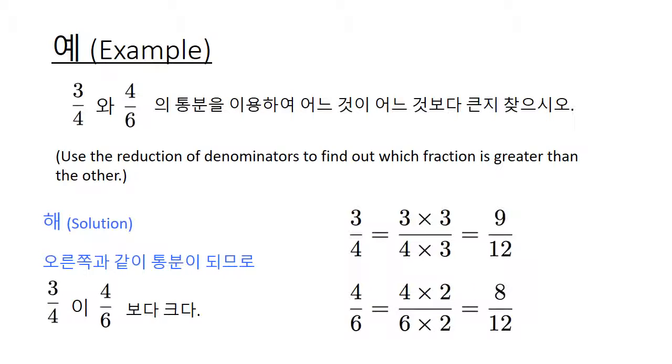For 3 over 4, we multiply the top and bottom both by 3, and we get 9 over 12. And for 4 over 6, we multiply the top and bottom by 2, so we get 8 over 12. Now we can compare fractions by looking at the numerators and see that 3 over 4 equals 9 over 12, and 4 over 6 equals 8 over 12. Since 9 is greater than 8, we can confirm that 3 over 4 is greater than 4 over 6.